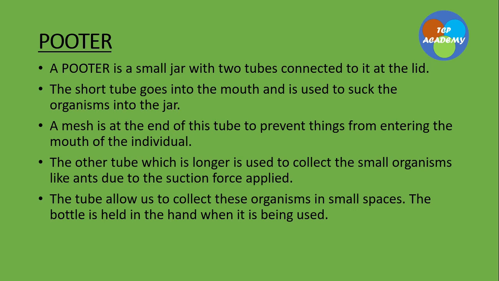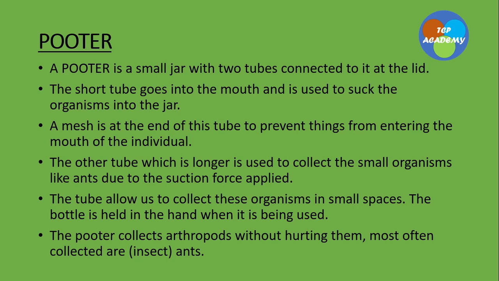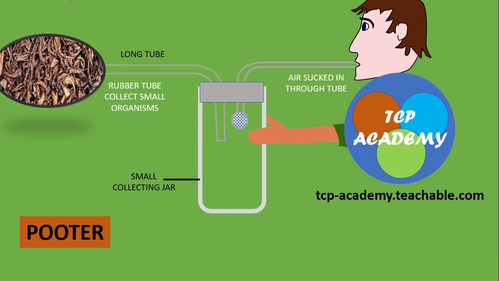The bottle is held in the hand whenever this apparatus is being used. A Pooter collects an insect or insects. Let's look at the use of a Pooter. This pretty much gives an idea of the setup. The shorter tube is in the mouth of a person pulling the organisms in via a suction force, while the longer tube is usually in the area to be sampled. It could be in the trunk of a tree, it could be under a rock, it just could be somewhere with some leaf litter, and you need to pick these organisms up very quickly and efficiently using the Pooter.